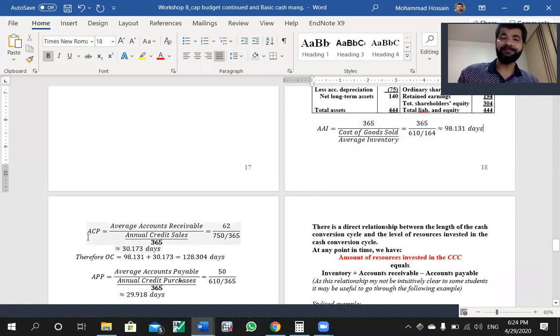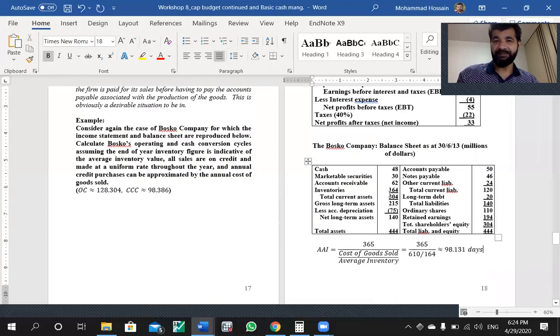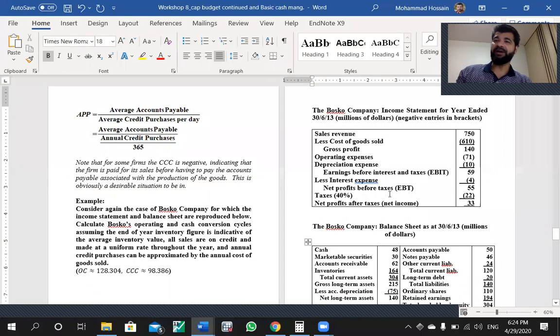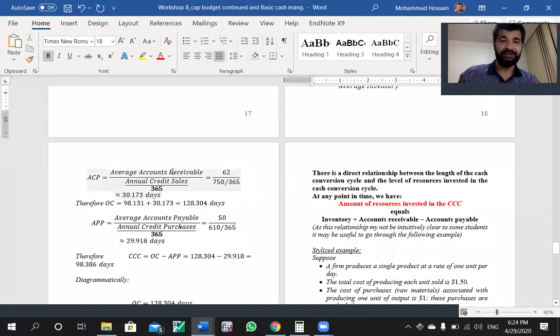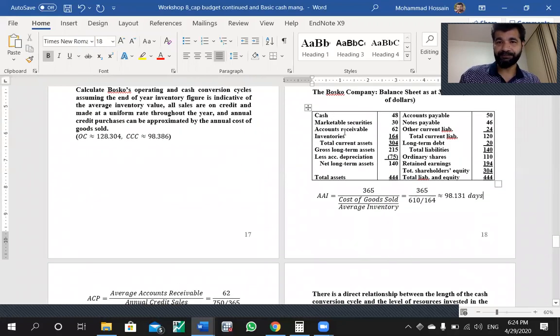And ACP, average collection period. So average accounts receivable. If they give you opening accounts receivable and closing accounts receivable, then you need to take the average. If both the opening and closing are given, then you have to take the average. So average accounts receivable is 62 here.